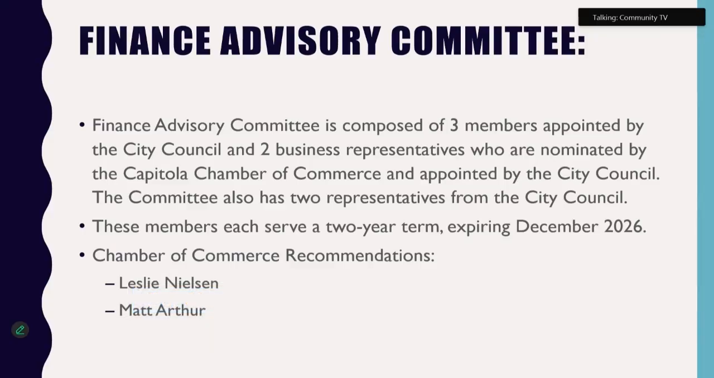Financial Advisory Committee is composed of 3 members appointed by the City Council and 2 business representatives who are nominated by the Capitola Chamber of Commerce and appointed by the City Council. The committee also has 2 representatives from City Council. These members each serve a 2-year term expiring December 2026. And the Chamber of Commerce recommendations are Leslie Nielsen and Matt Arthur.